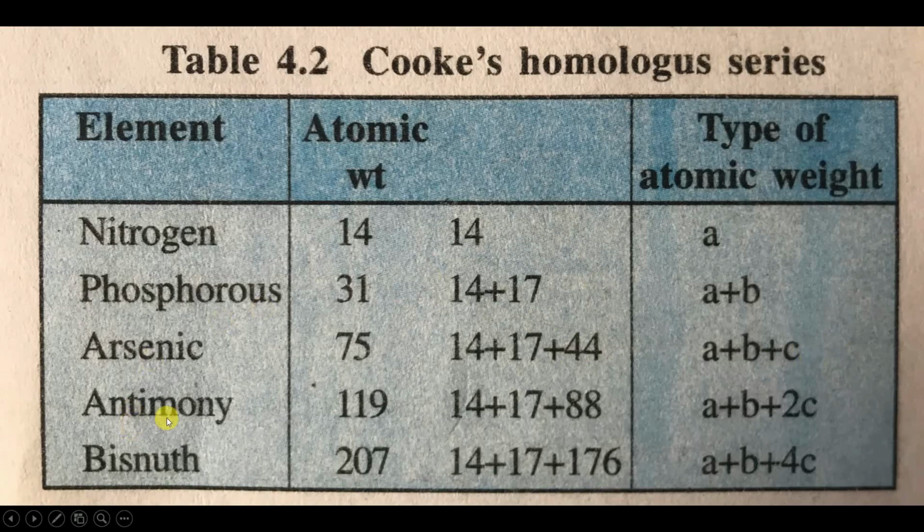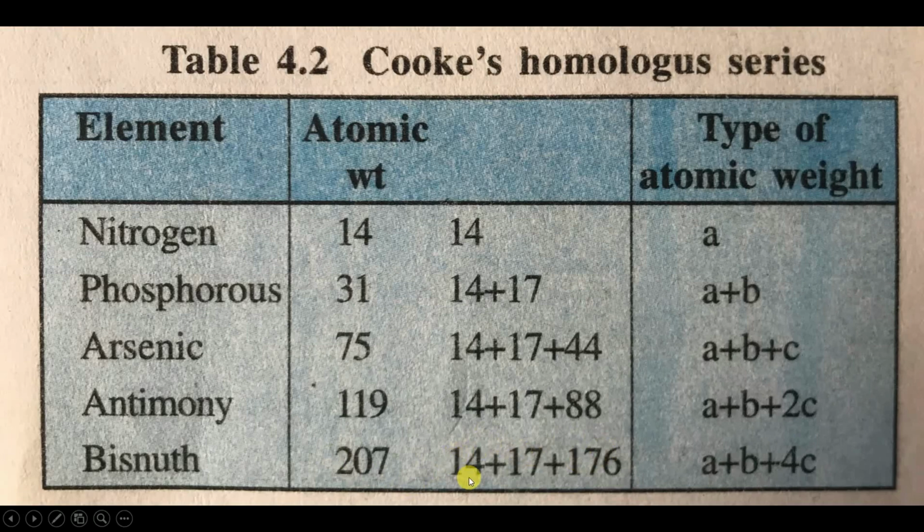Now he moves on to antimony. What is the atomic weight of antimony? It is 119. Now can we write this 119 as 14 plus 17 plus 88? Now this 14 is A, this 17 is B, and this 88 is 2 times 44. And we have assumed 44 to be C, so can I say it is 2 times C. And last, bismuth, whose atomic weight is 207. Now can we write this 207 as 14 plus 17 plus 176?